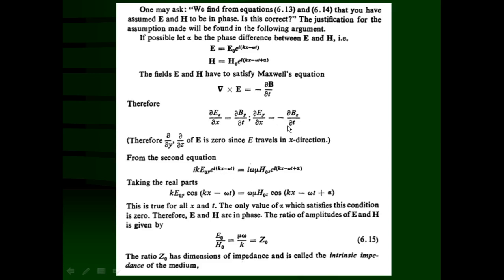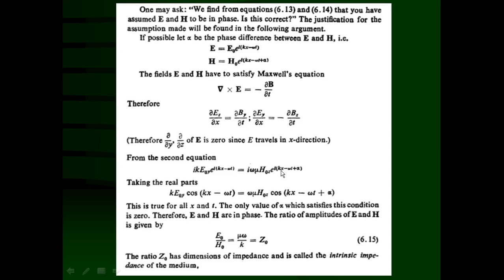And differentiating the magnetic field with respect to time, mu H0z e raised to i(kx minus omega t plus alpha) into minus i omega will be there. So by removing that minus sign, we'll say that i mu omega H0z e raised to i(kx minus omega t) will be there.